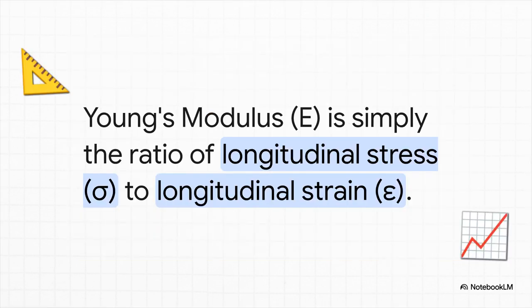So if you look back at that stress-strain curve, Young's modulus is nothing more than the slope, the steepness of that initial straight line. That's all it is. A really steep slope means a high E. That's a super stiff material, like steel. A much shallower slope means a low E. That's a more flexible material, like nylon or rubber. It's all right there in the shape of the graph.